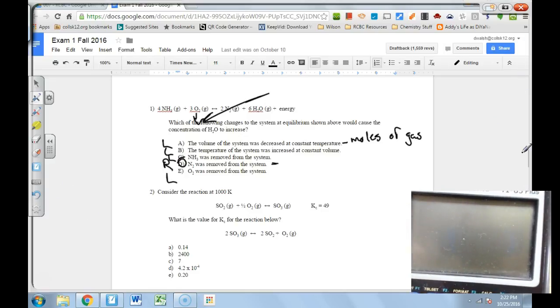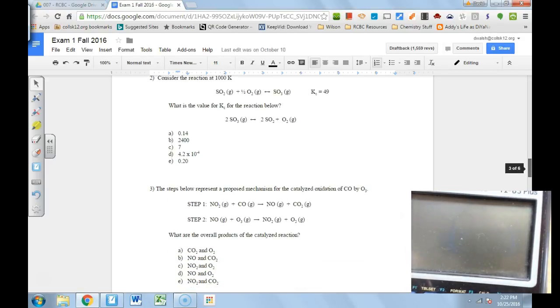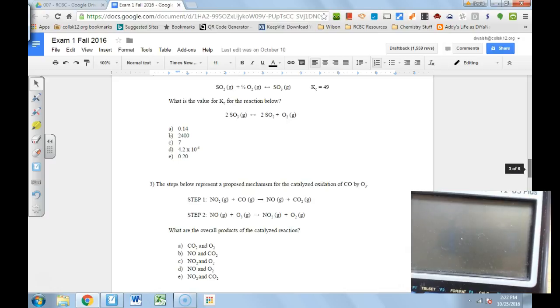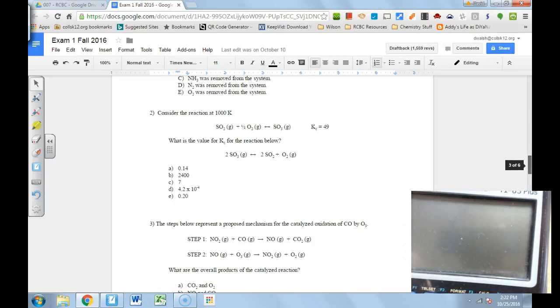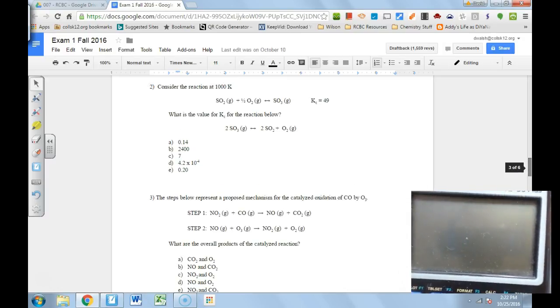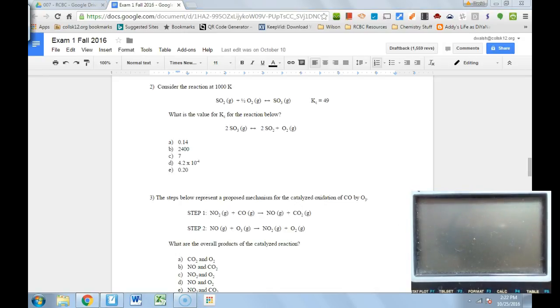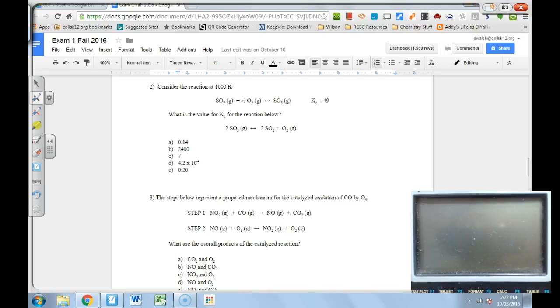Okay, so now let's take a look at this next one. I'm going to get rid of my ink layer and scroll down. Maybe we can do these next 2 here, if I can get them all on the same screen. Okay, let me fix my calculator. So consider the reaction at 1,000 degrees. If we consider that reaction at 1,000 degrees, this is our Kc, and it asks what is the value of Kc for the reaction below.